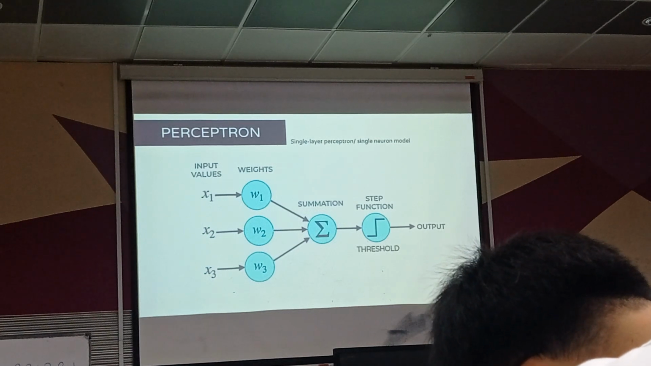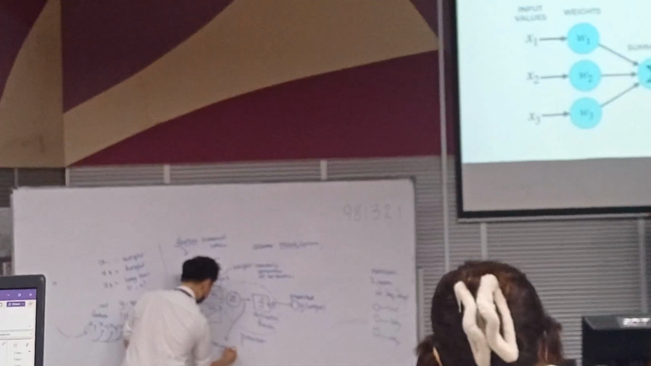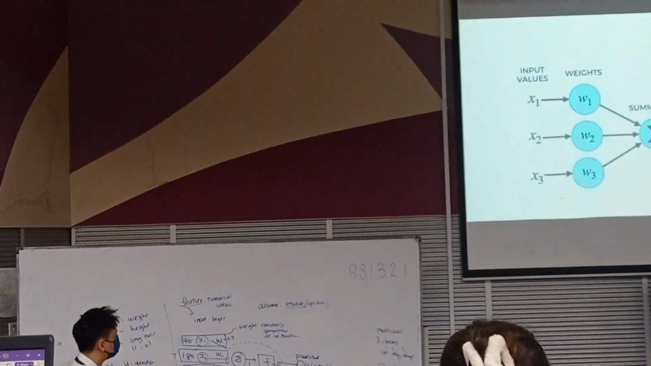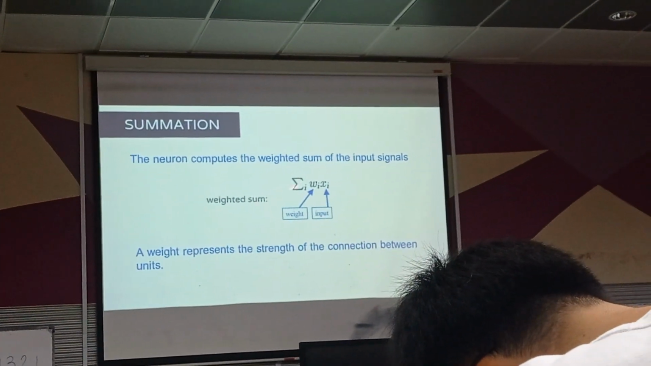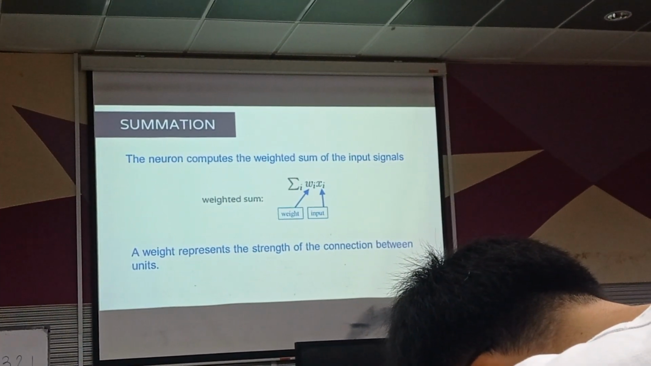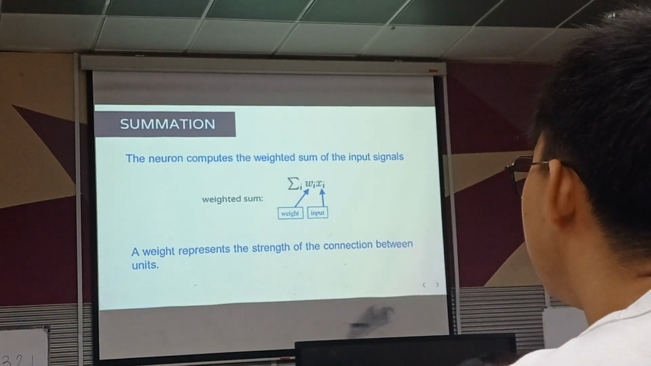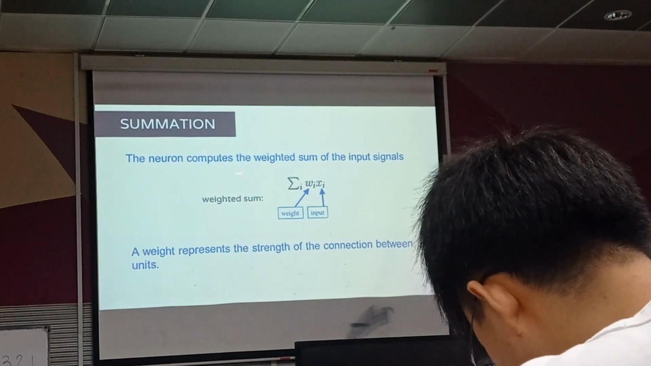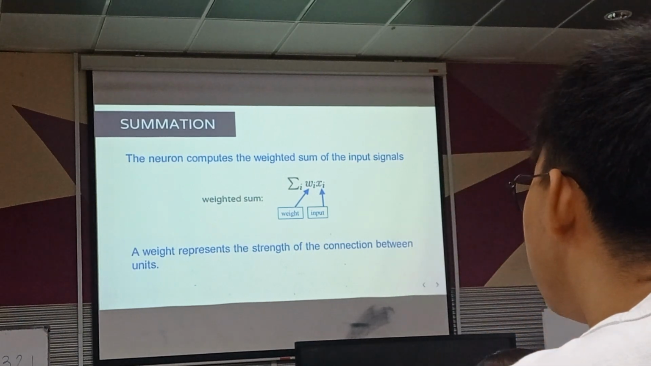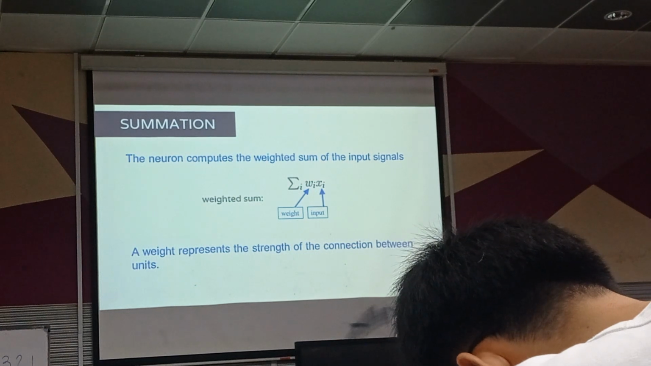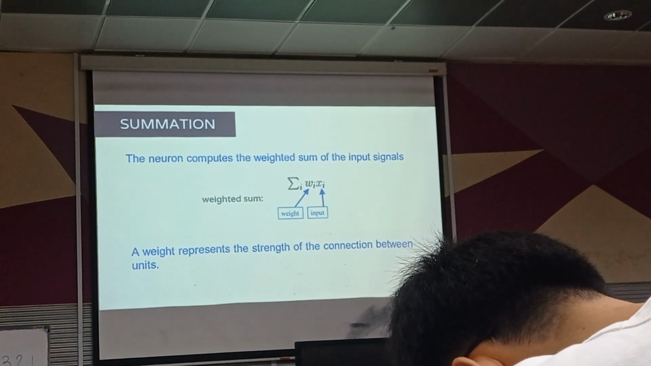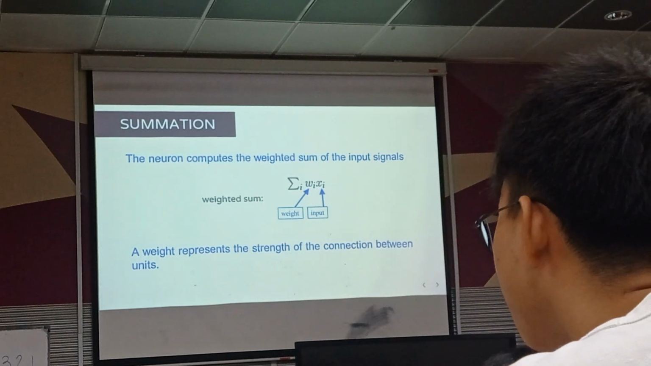Once you add up together, you will get some value here. After you go through this, it will generate some weighted sum. We just simply multiply the weight with the input value and add up together. The moment you add up together, you will get some value. It is known as the weighted sum.